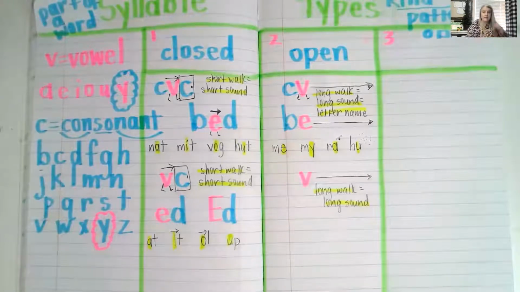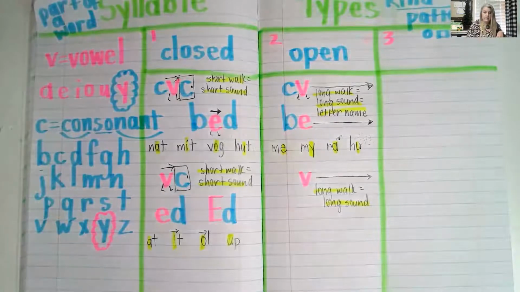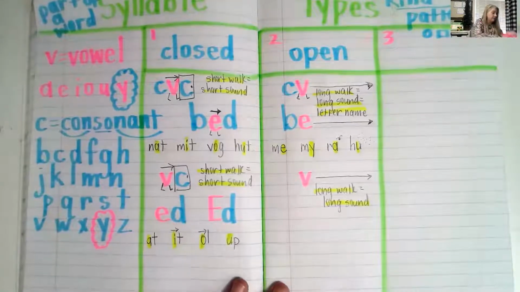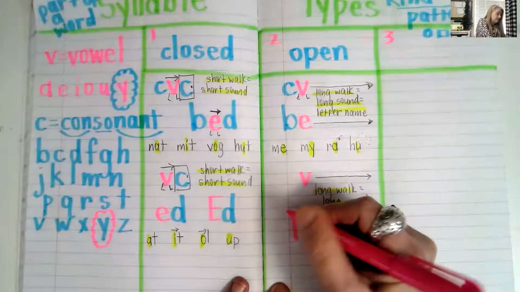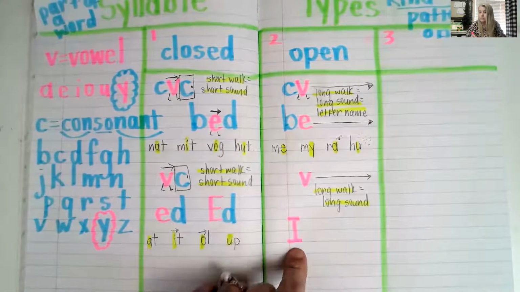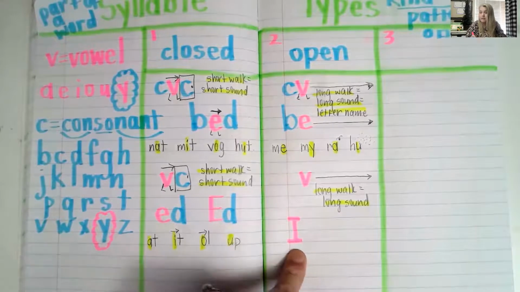So what would be a word, a letter by itself, that would have a long walk and a long sound? Think of your readings. What about this letter? Doesn't that go by itself? I want to go to the park. I want to go to the beach. It's a vowel. It can stand by itself. It says I.